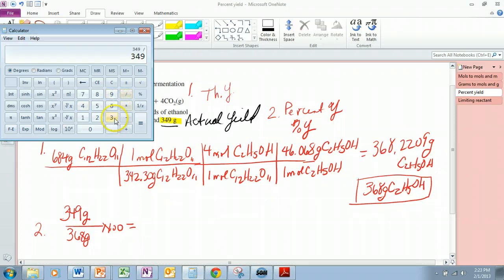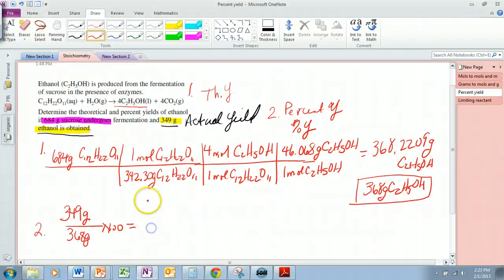So 349 divided by 368 times 100 equals. And this problem I got 94.836%. And we have 3 significant digits, so I can only have 3 here, so it's going to be 94.8%.